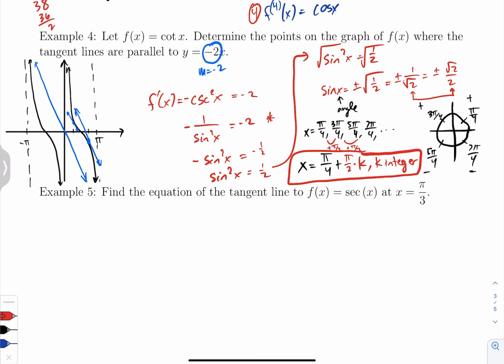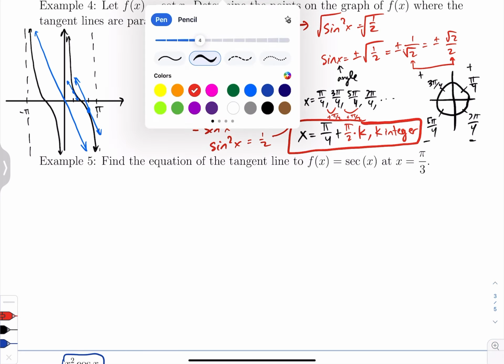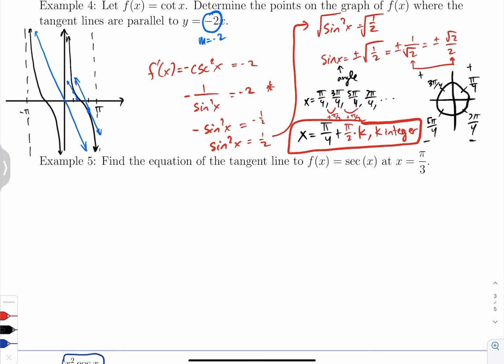All right, last example. Find the equation of the tangent line to f of x equals secant of x at x equals pi over 4. All right, this is our good friend tangent line equation. So again, I take the derivative of the function. Derivative of secant x is tangent x, secant x. And I want to know what is that derivative, or what's happening at pi over 4.